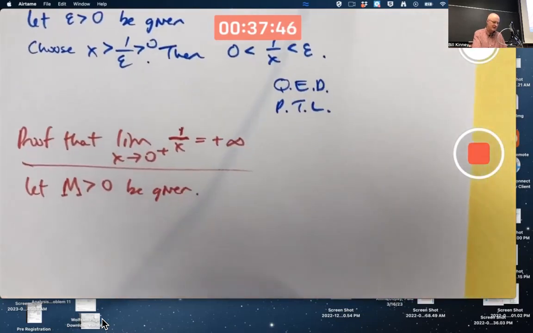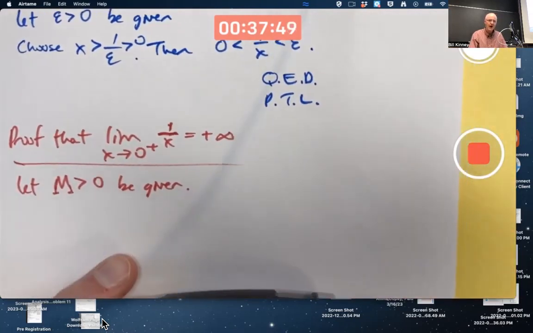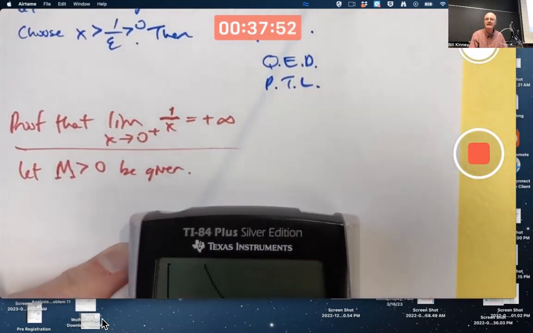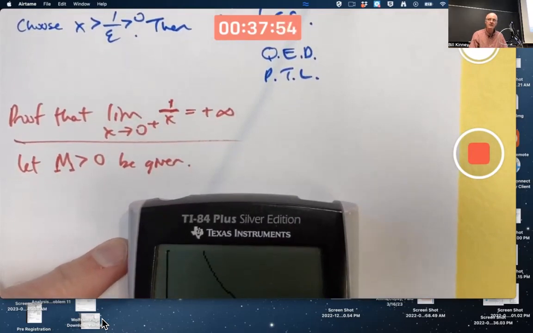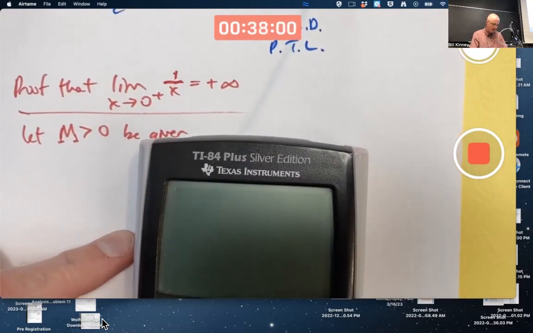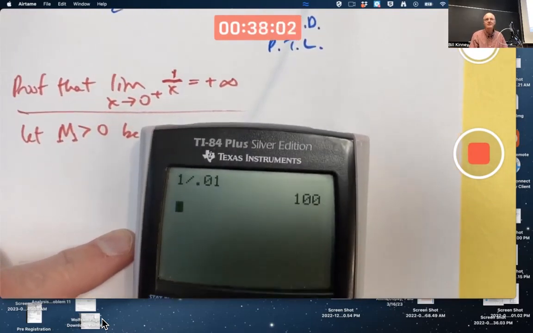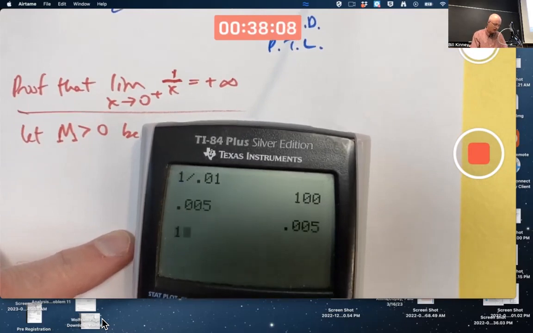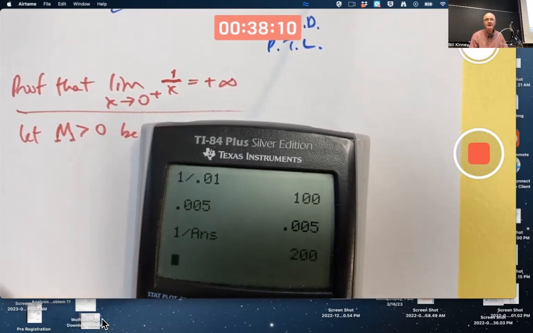Let's think about it with an example here. This is not part of the proof. How close to 0 should x be to make 1 over x bigger than 100? Well, if x is 0.01, then 1 over 0.01 is 100. So if x is smaller than 0.01, say half of it, then 1 over that is bigger than 100. In this context, I'm thinking of the 100 as being like the M, and the 0.01 as being like how close to 0 I should be.